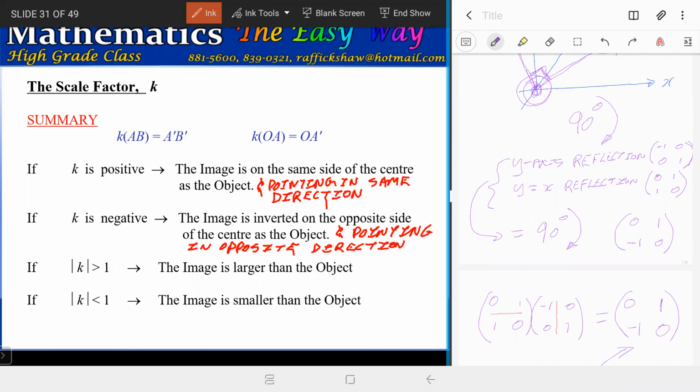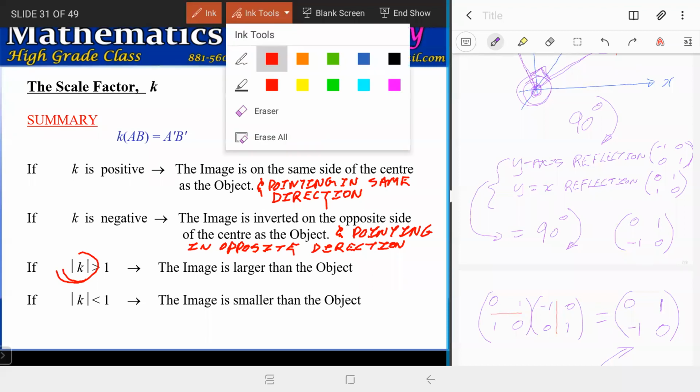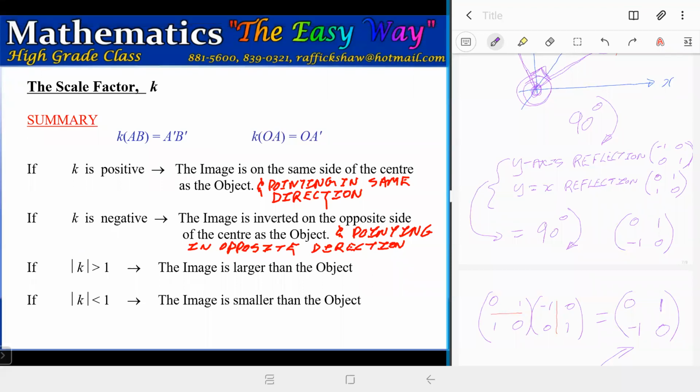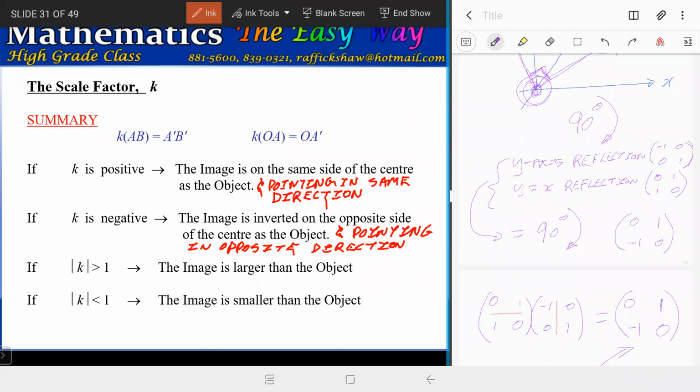Easy. This one now. This means the value of the scale factor. That's what this modulus of K means, the value of the scale factor. So for this one, if the value of the scale factor is greater than 1, for example K equals 3.